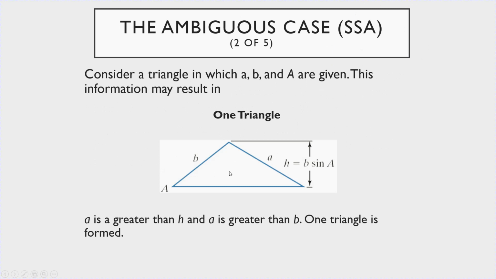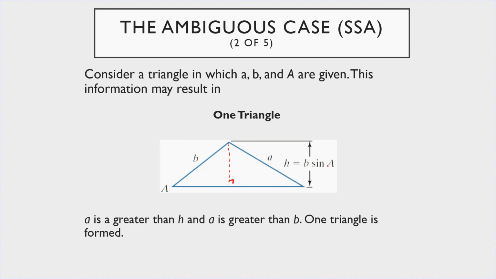Okay, so let's consider this one. Consider a triangle in which a, b, and A are given. Here it turns out this will result in one triangle. You will get one triangle if a is greater than h and a is greater than b. So there are additional requirements you have to have here. And when I talk about the height, it's when you draw down to get a right triangle.